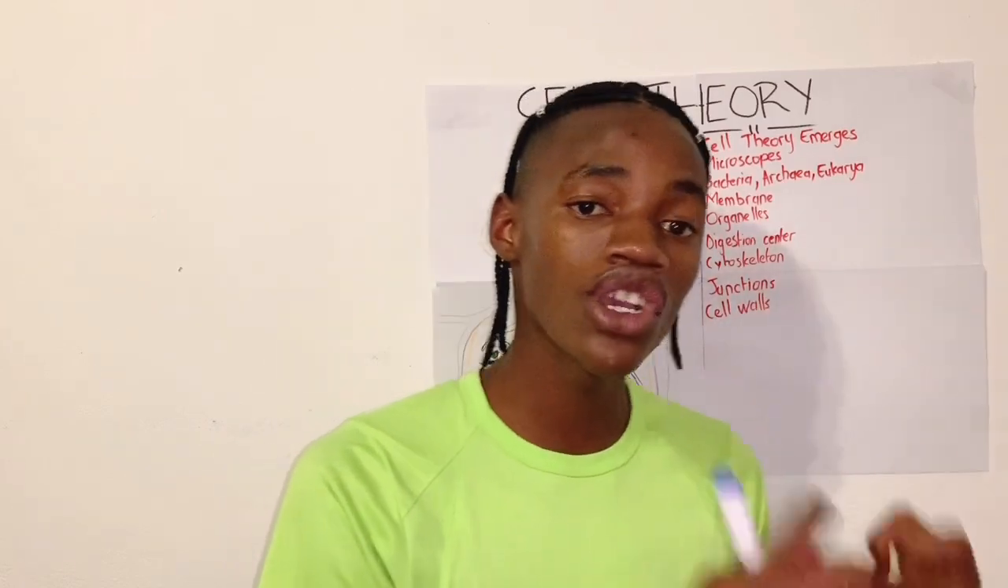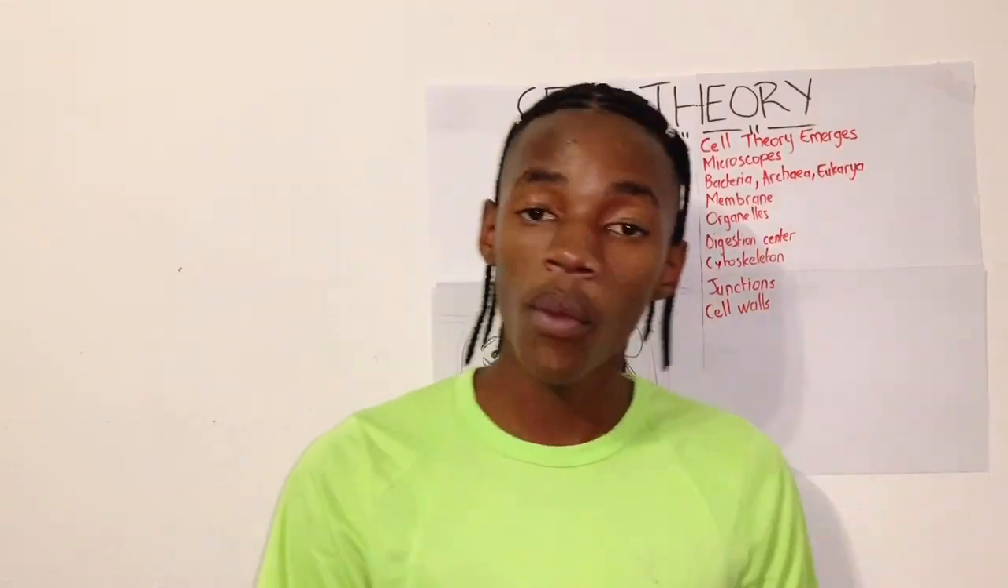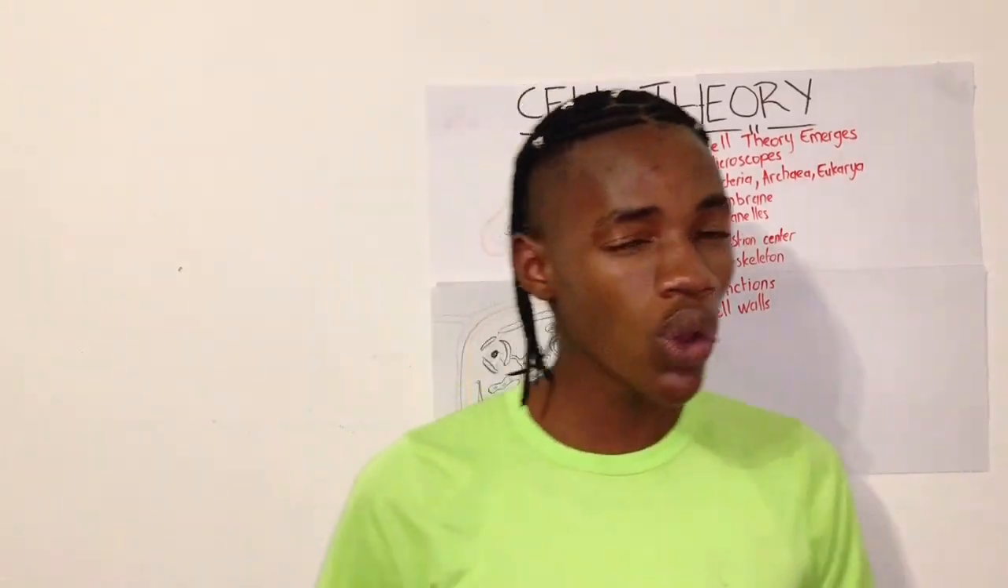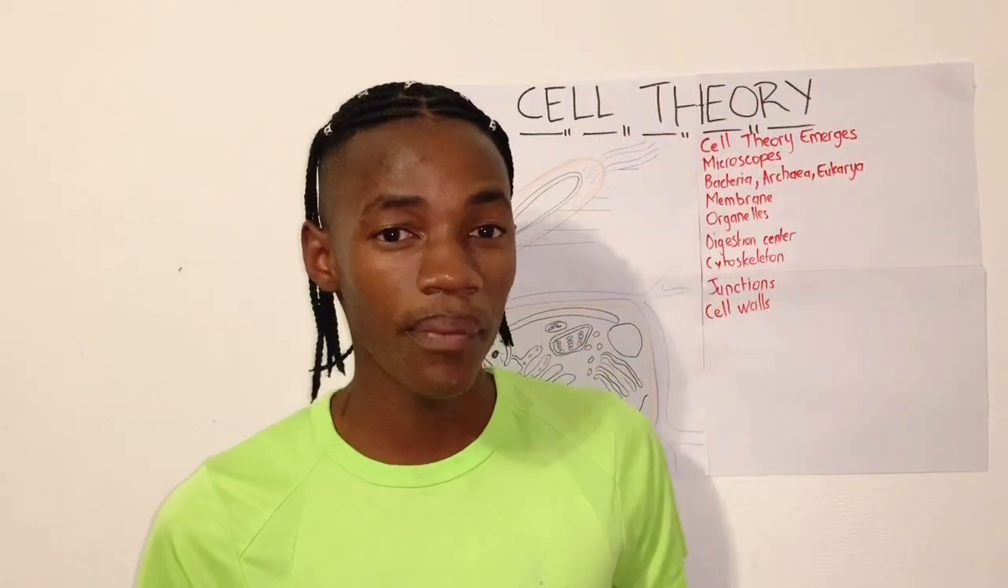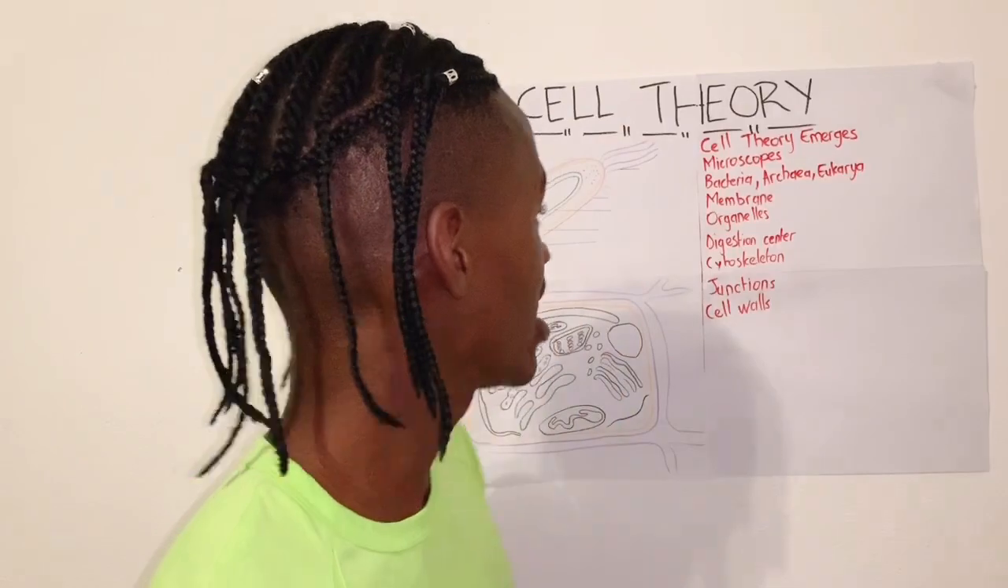That was the first components of the cell theory, and then with time, additional information was added: all cells have the same basic structure, all cells use energy, and all cells contain DNA. And that is the cell theory that emerges.